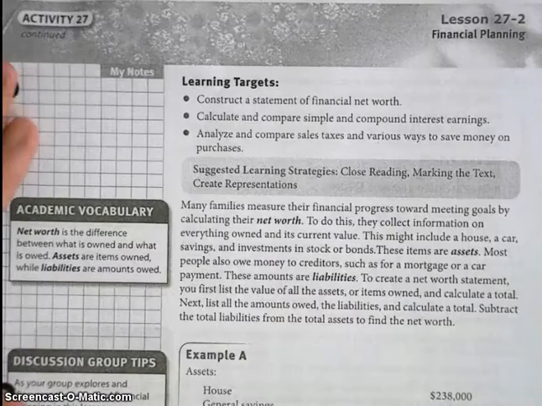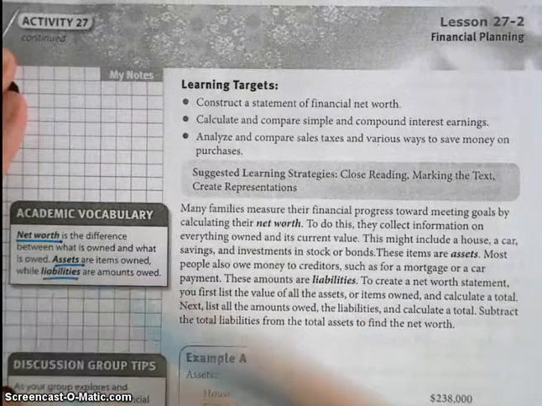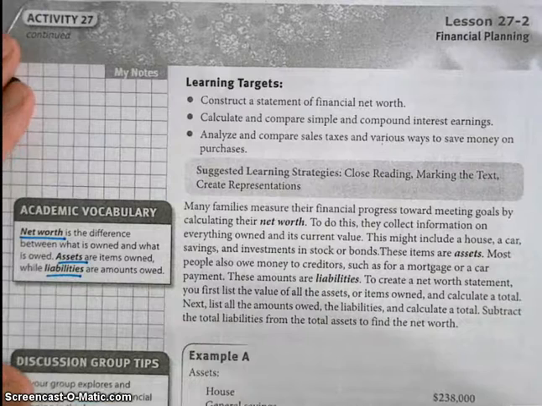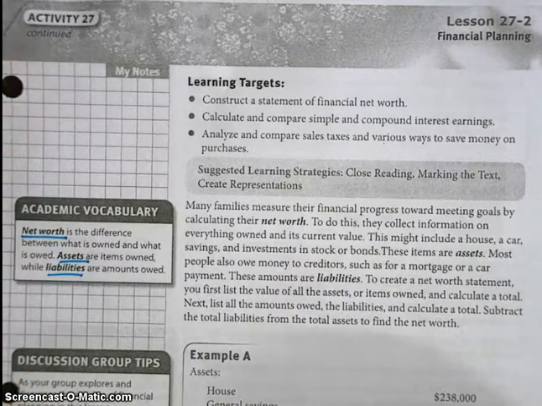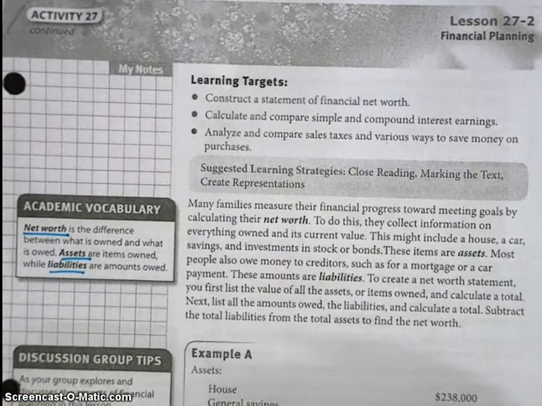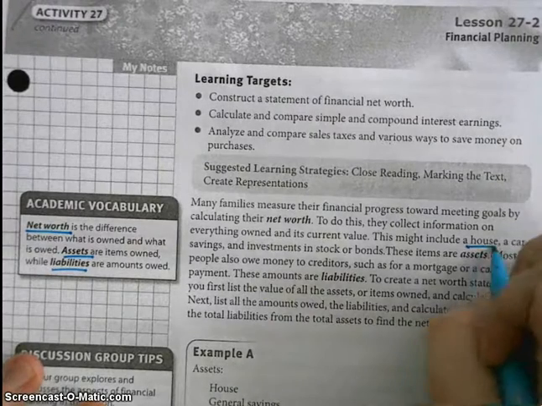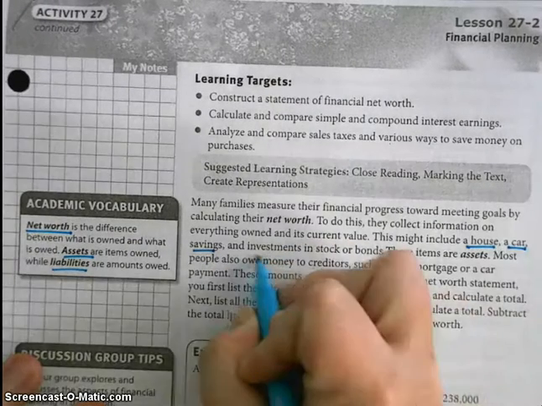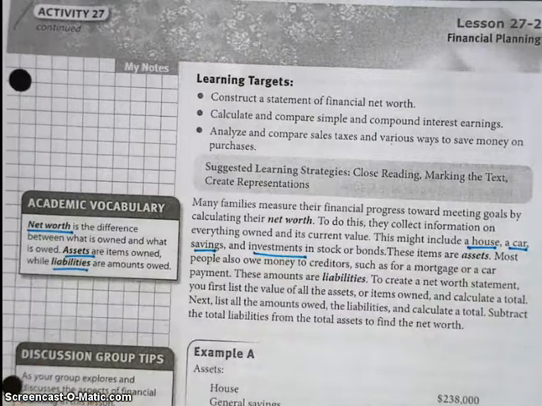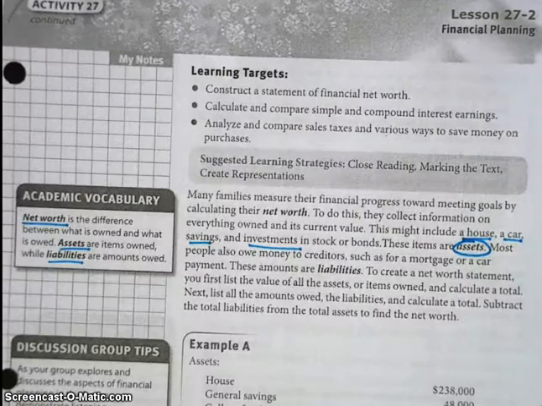Today we're going to continue with financial literacy, and we're going to talk about net worth, assets, and liabilities. So net worth is a statement that tells the difference between our assets and liabilities. Assets are things that we own. So our house, our car, our savings, any investments we have, any kind of property we have, those are all assets. Anything that we own or we have.